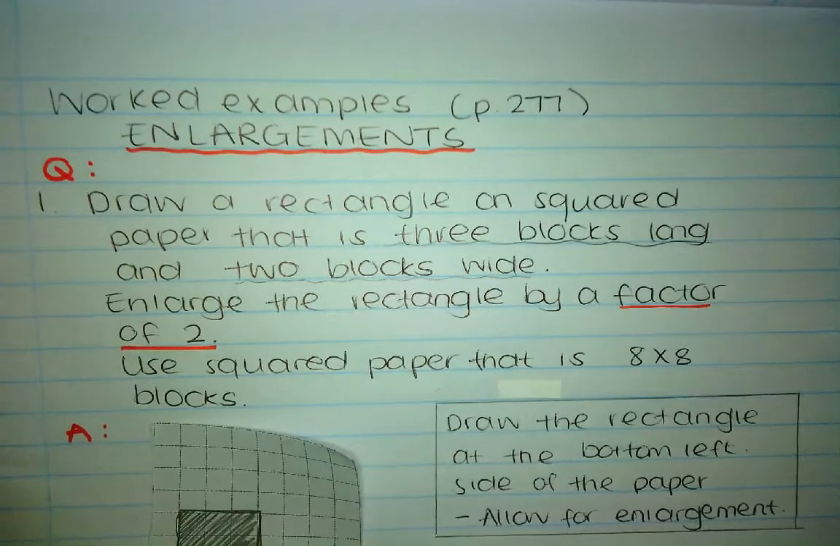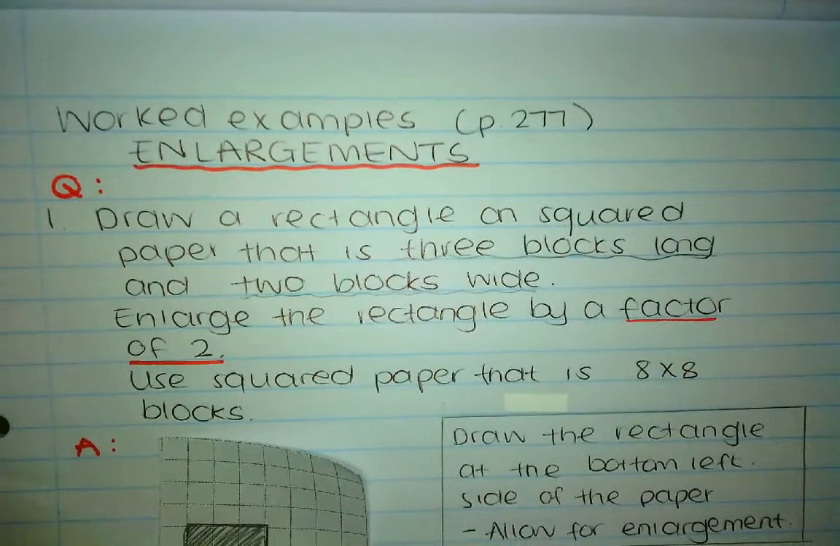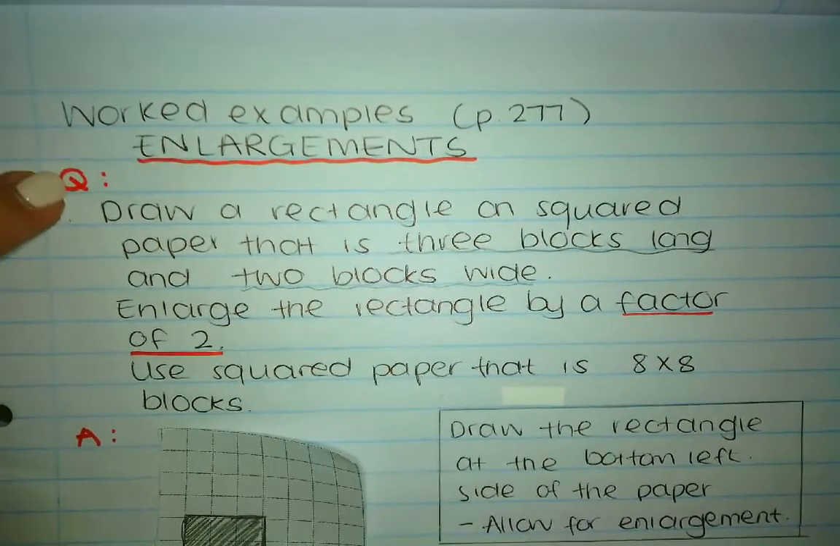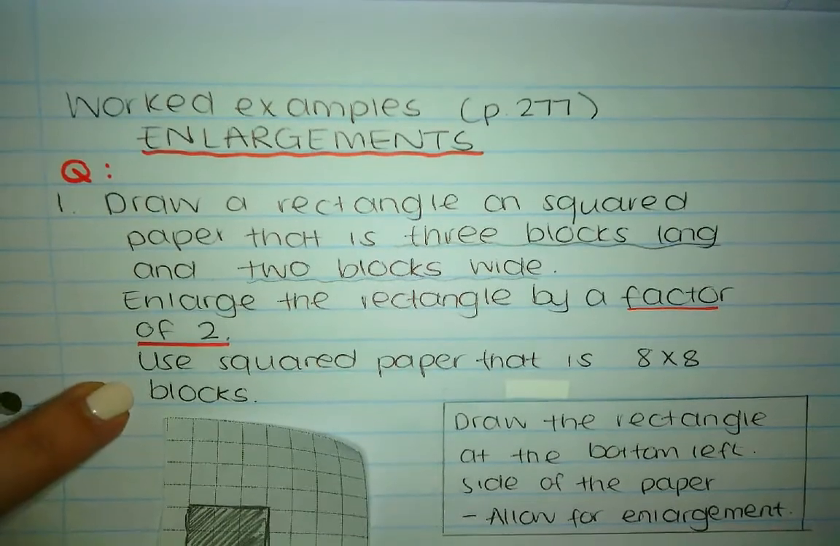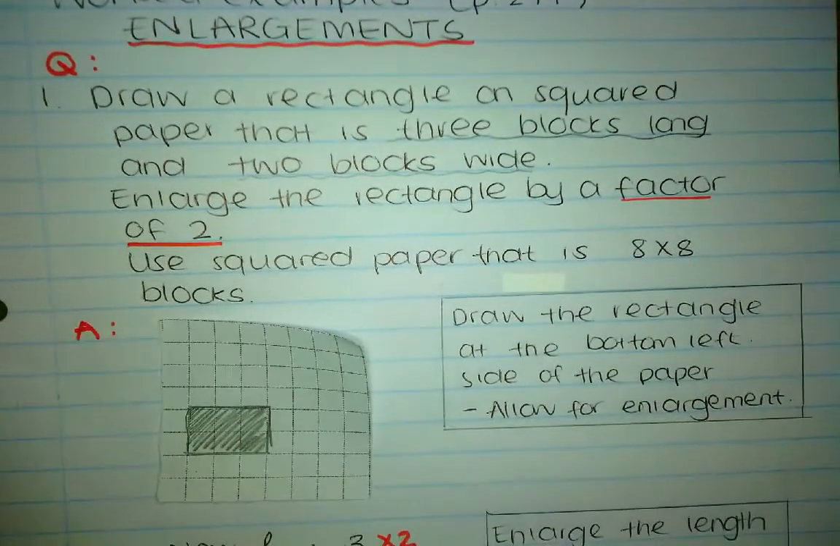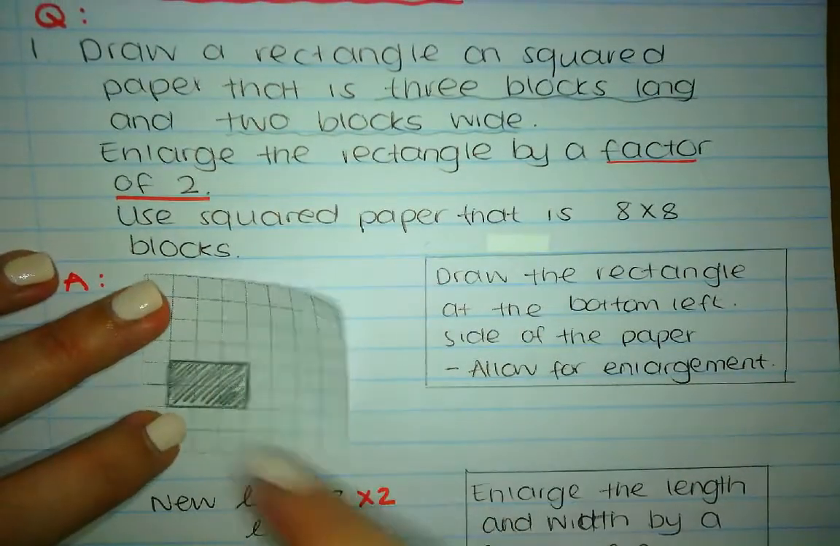So your worked example should look like this. So it's worked examples, what page it's on, and it's all to do with enlargement. So this is your question, how you will write it out. And these are your 8x8 blocks, which we told you about earlier.